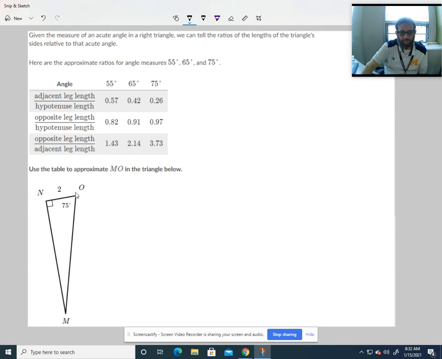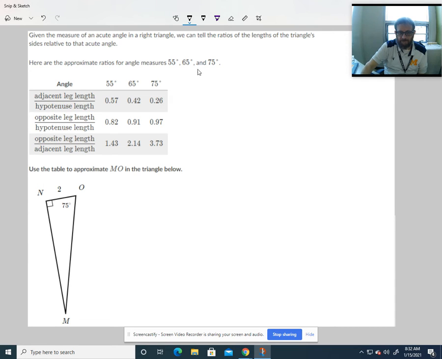Well, MO here is the hypotenuse. It's the long side. It's crossing the right angle. So they've told us there are two things that have ratios that relate to the hypotenuse. One is the adjacent leg, and one is the opposite leg.